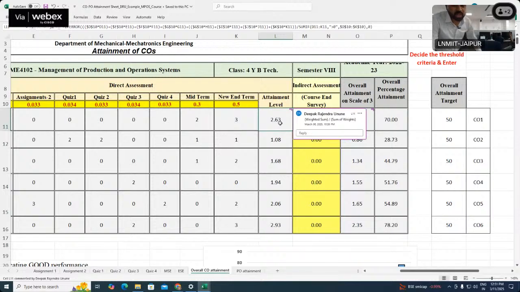Okay. So like that we have calculated the attainment levels for COs. So this is direct attainment. 2 plus 3 divided by 0.3 plus 0.5.